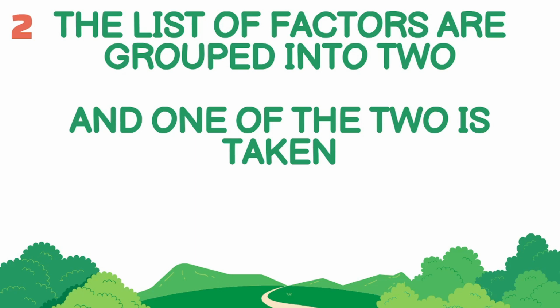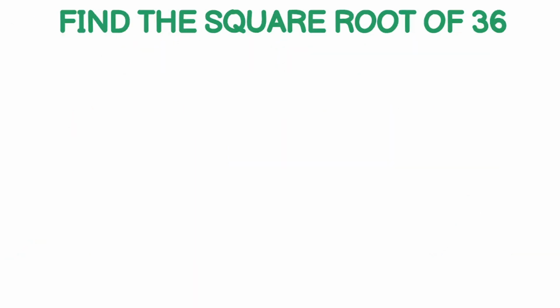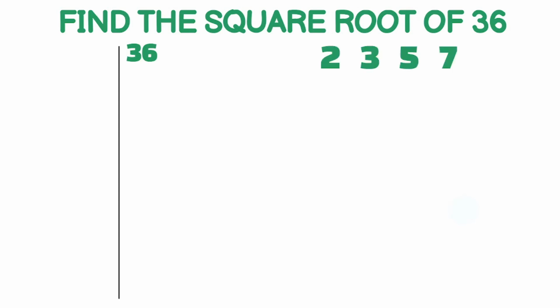Let me show you the step-by-step method using this question. We are asked to find the square root of 36. So we'll be making use of the LCM and HCF method of division. We'll have our line, we'll have our 36. Now I will list out the 4 common prime numbers used in this kind of division. That is the 2, the 3, the 5, and the 7.